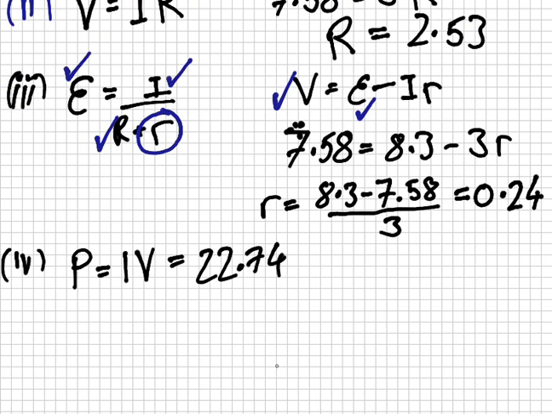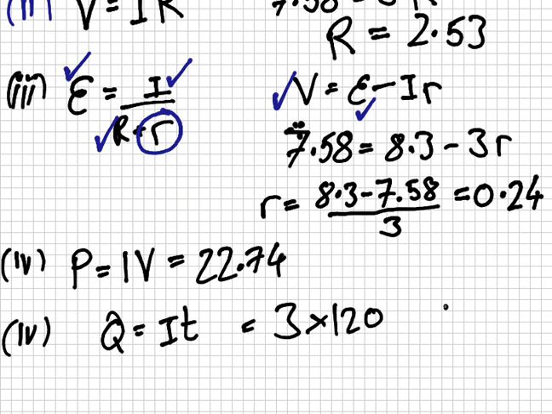And then the last thing is how much charge is moved in 2 minutes. So what's our formula for charge Q? It's 3 multiplied by 120, because it's seconds. 360 coulombs. Is that it? Yeah. Okay, so that's it for that one.